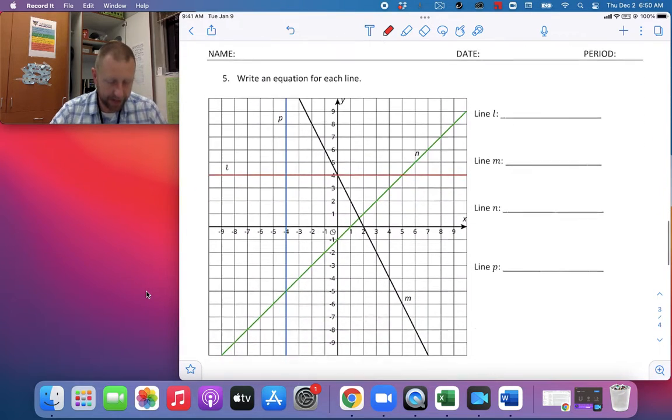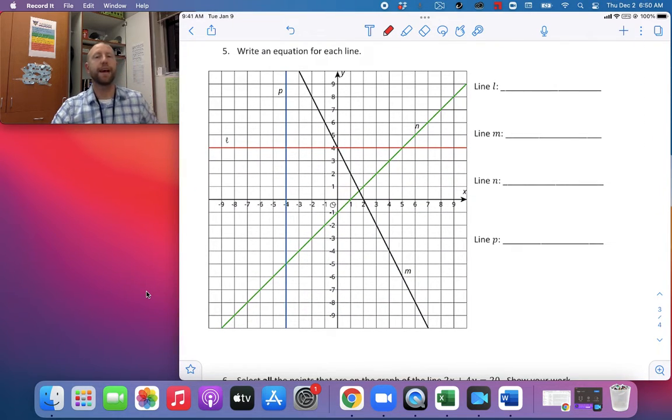All right, next page. Now it's the opposite. They have the line drawn for us. We have to come up with the equation. Okay, for line L, the first one. Okay, remember, I'm going to write this down again.